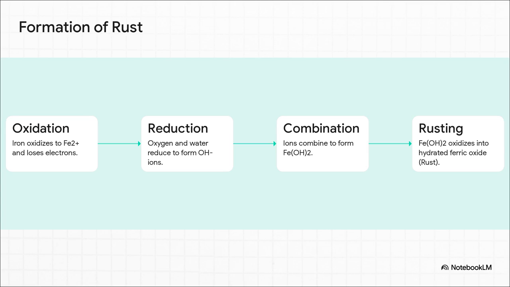Step 1, the anodic reaction. The iron oxidizes, losing electrons to become Fe2+ ions. Step 2, the cathodic reaction. Oxygen and water pick up those exact same electrons to form OH- ions. Step 3, these positive and negative ions migrate through the electrolyte towards each other and combine to form ferrous hydroxide. Finally, step 4, with even further access to oxygen, that ferrous hydroxide oxidizes and loses water to become hydrated ferric oxide. And that right there is the highly visible, flaky red material we all commonly know as rust.